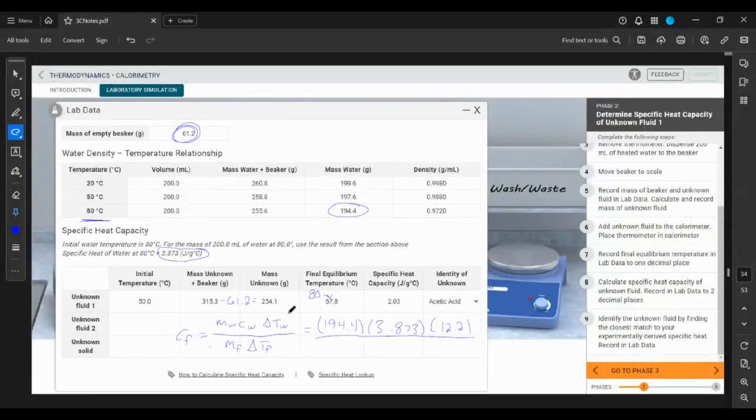And we're going to have a remaining mass of 254.1 grams. Technically, these grams would cancel those grams, so I've left them out. Then our change in temperature: we went from 50 up to 67.8, so that's a difference of 17.8 degrees Celsius. Again, technically the degrees Celsius would cancel, and that's why our remaining units are that ugly combination of stuff.